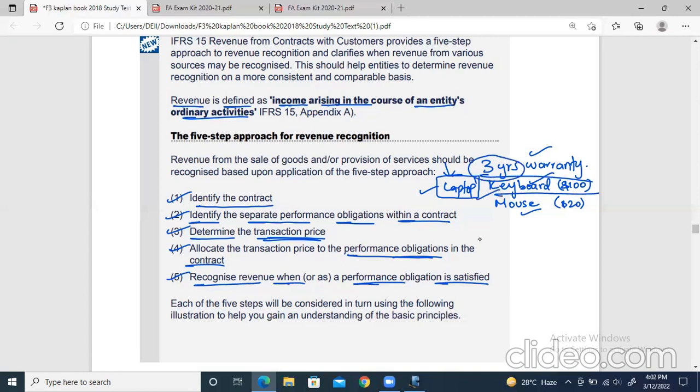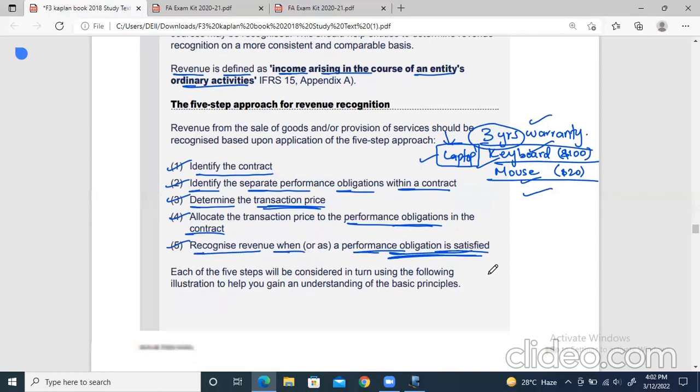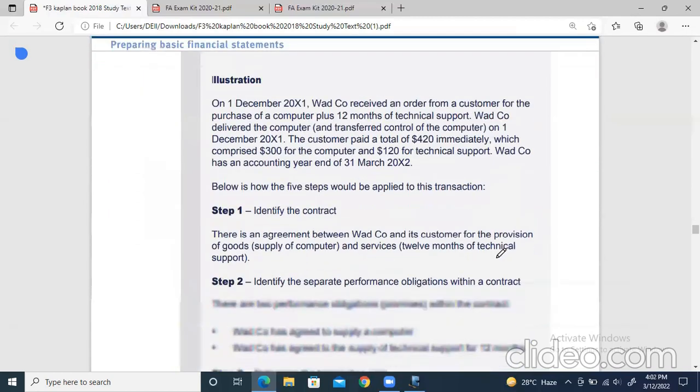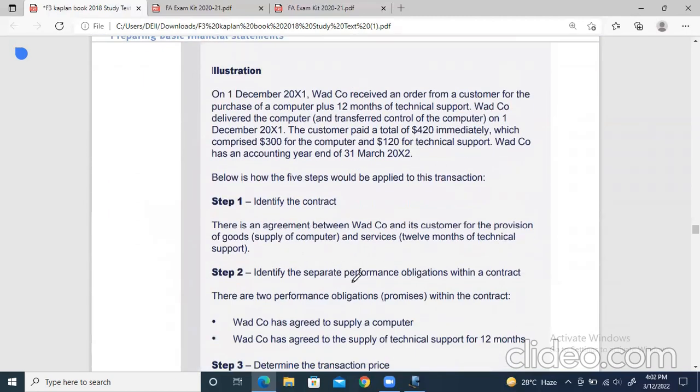The keyboard will be recognized straight away because it has been sold to you, right? The mouse will also be recognized straight away. So after every performance obligation is satisfied, each revenue is recognized in this case. It's that simple to understand over here. Only 5 steps are involved. Now let's take a look at one example and shortly discuss brief explanations for this as well.